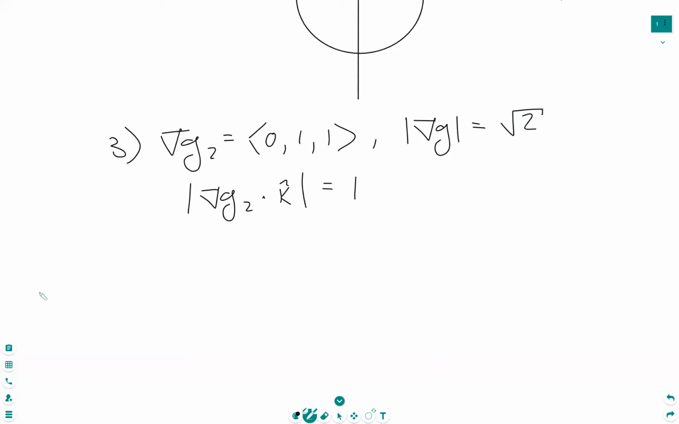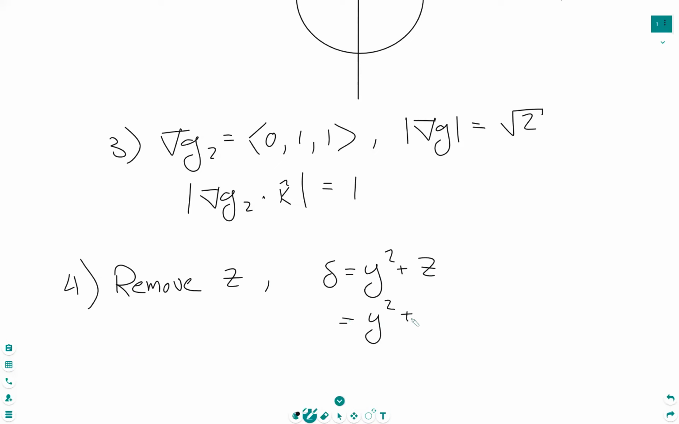For step 4, if we're projecting to the xy plane, we need the integrand to be in terms of just x and y. So again, we have to eliminate that z using our g function. So remove z. So we had that delta, this density function, was y squared plus z. Well, using our g expression, we can write this as y squared plus 4 minus y.